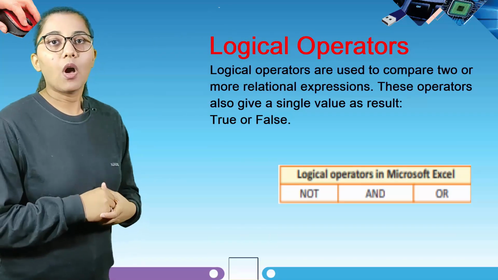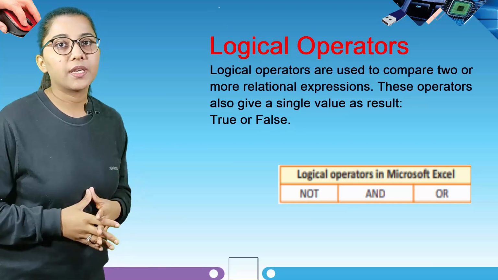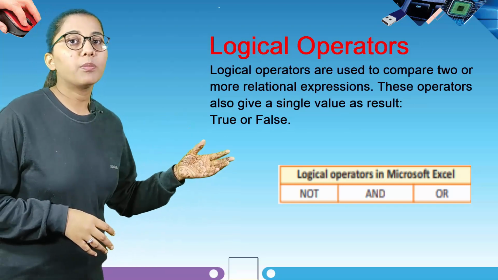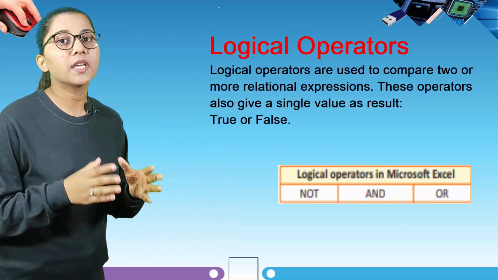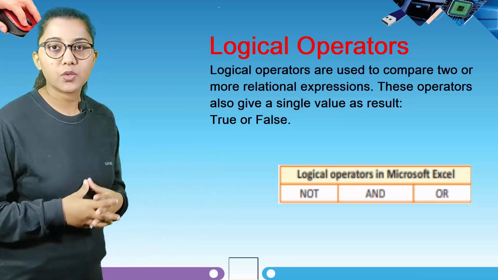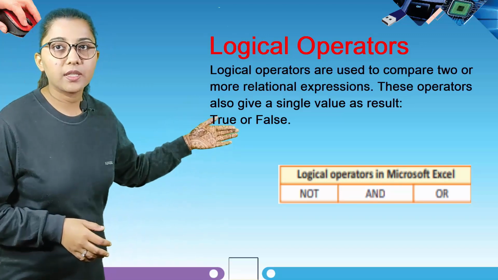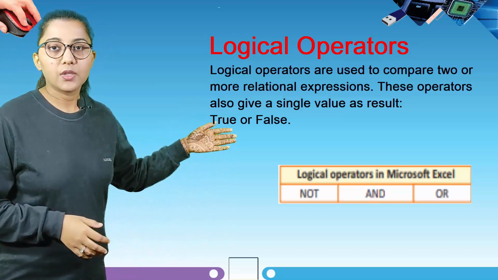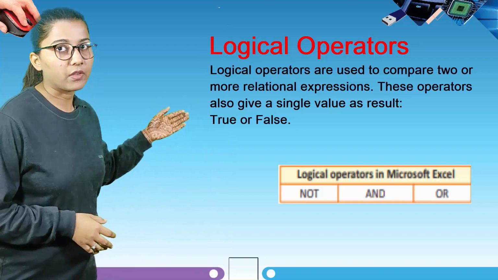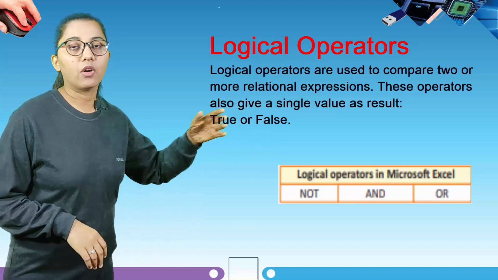Logical operators are used to compare two or more related expressions. These operators also give a single value as result, true or false. Here you can see the table of logical operators in Microsoft Excel. As we can see, first we have NOT, then AND, and then OR.